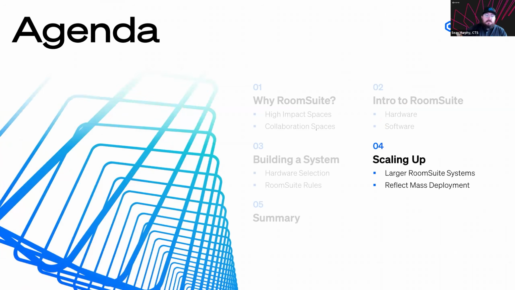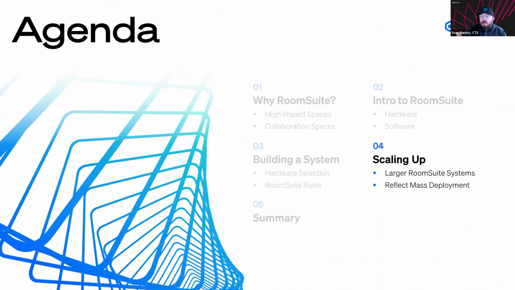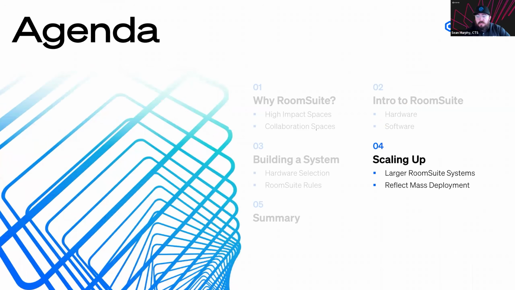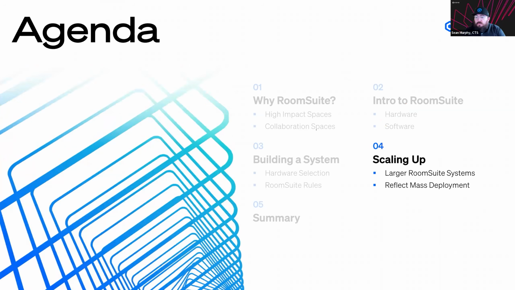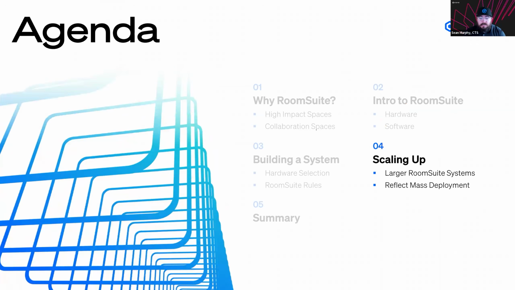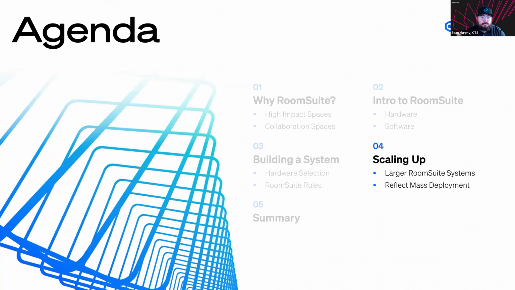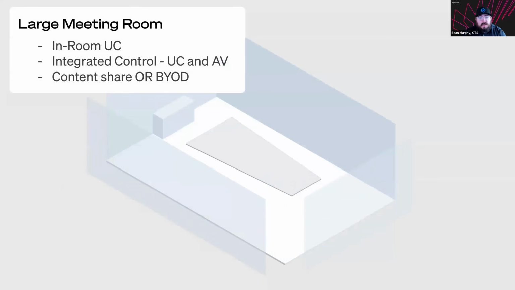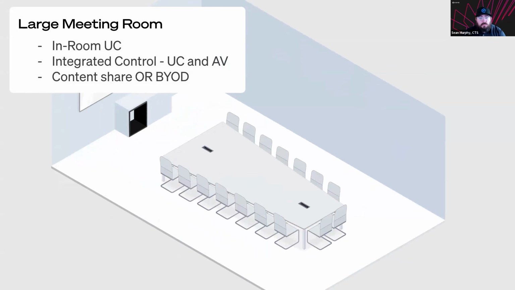All right, so let's scale up. We know how to do a simple BYOD room, so let's add to it. We'll see how big we can go with RoomSuite Modular and how to integrate a dedicated compute to the system. So a larger meeting room with in-room UC, we need integrated control UC and AV, and we need content share or BYOD. Maybe the CEO uses Google Meet and the rest of the company uses Teams. We need to be able to support that, and we can.